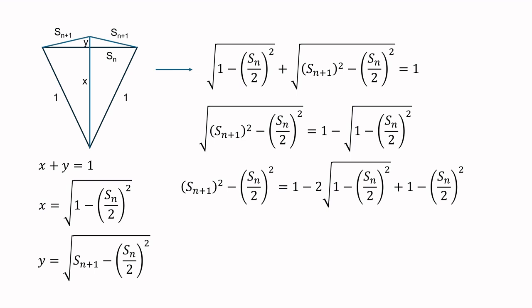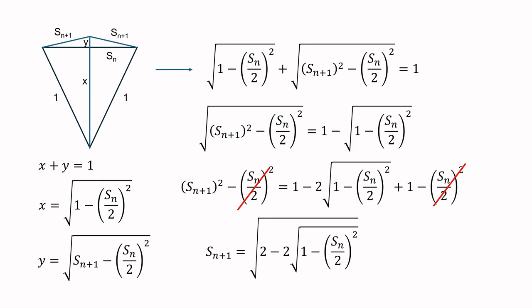We get 1 squared minus a double product because there's a minus sign here, so we get 2 times the square root of 1 minus Sn over 2 squared. And then the last term is the square root squared, which just cancels out the square root. So what we see here, on the left hand side and on the right hand side, we have this Sn over 2 squared that we can cancel out. So that means we simply have an equation for Sn plus 1 squared. So if we take the square root of both sides, we have an equation for Sn plus 1.